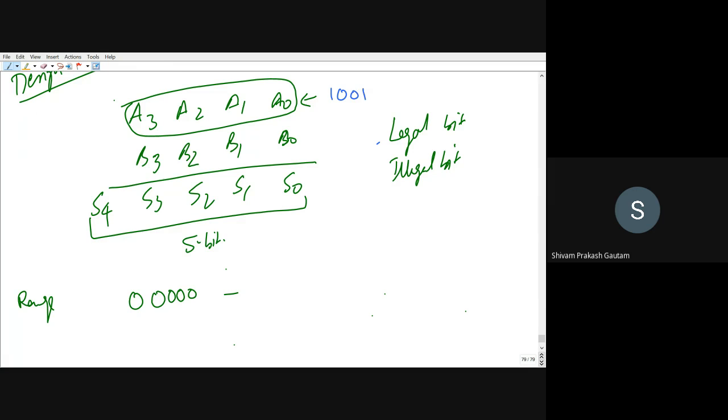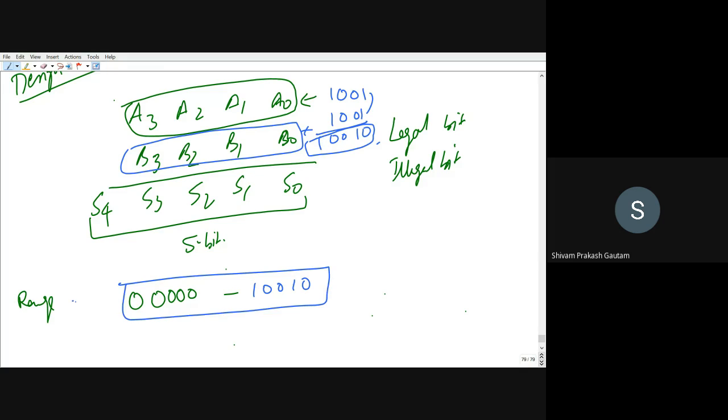How can 9 be represented? 1001. What will be the maximum of the second number? Again 9, which can also be represented as 1001. If you add both these BCD numbers, this will be 10010. So this is the range of BCD addition. Now is the range okay? Yes, sir.